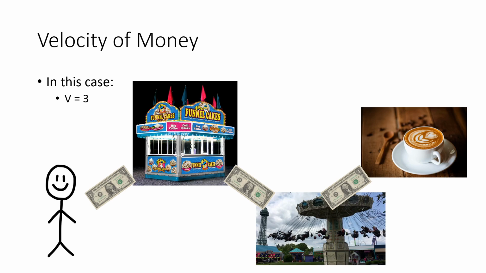And we already talked about this a little bit, but the velocity of money in this case would be 3. Since I spent the dollar once, the funnel cake salesman spent the dollar once, and then the worker at Kings Island spent the dollar once. So we've spent the dollar 1, 2, 3 times.